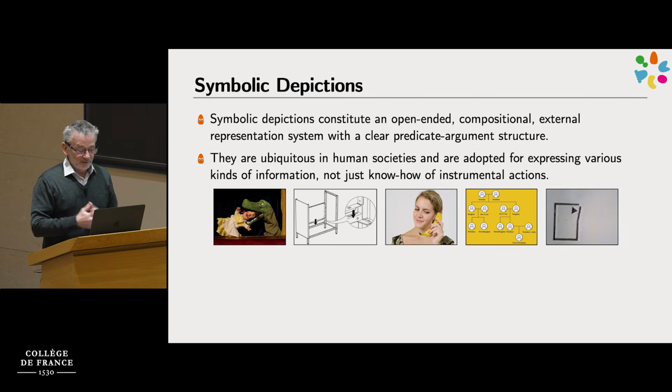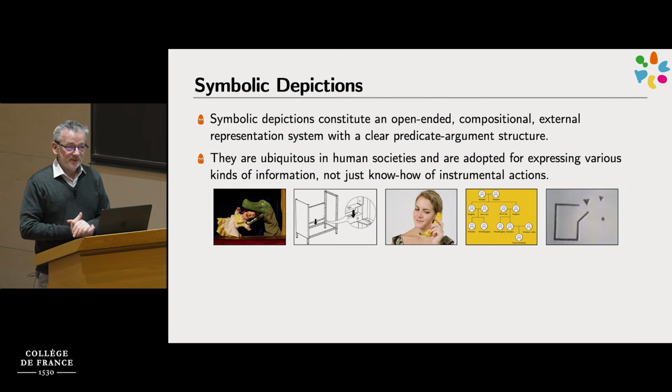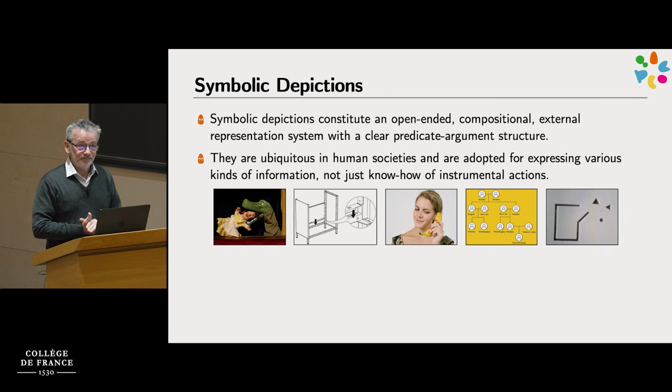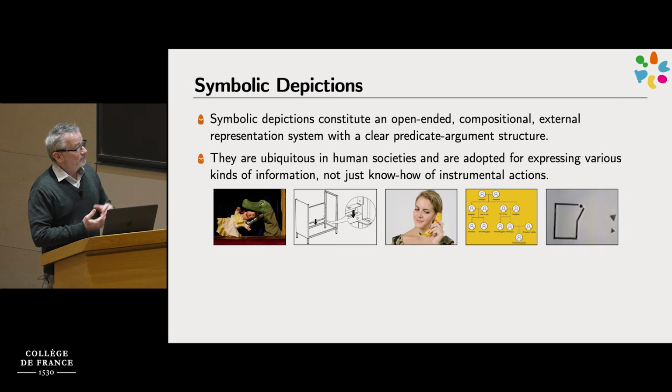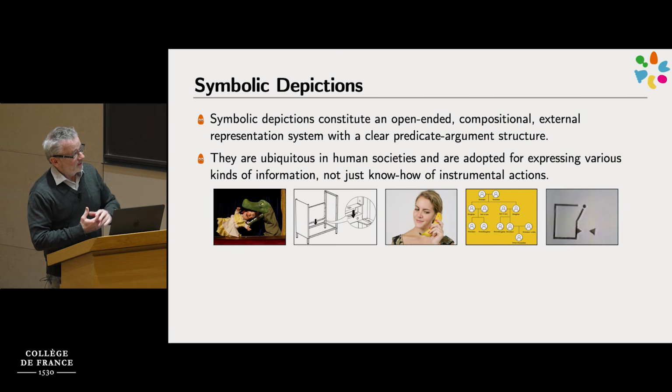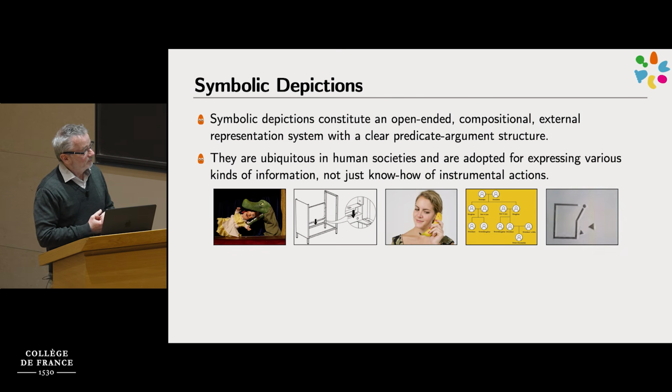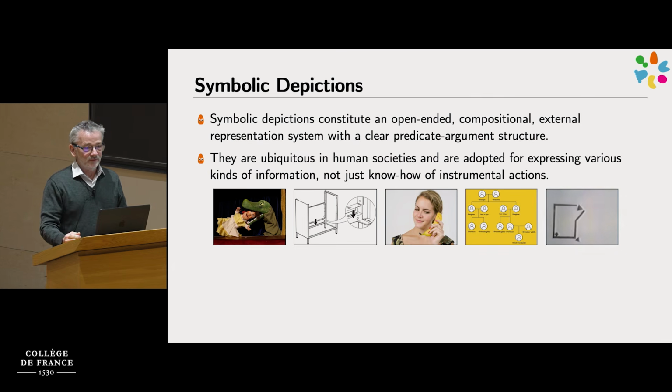Here are some examples. Puppet theaters do the same. Assembly instructions do the same. Many substitution pretense actions do the same. Diagrams of various kinds do the same. In this case, it's a family tree, and of course, animations do the same as well. This is a famous Heider and Simmel animation from the early 40s, which is really very interesting because it shows that you don't need conventions in order to interpret at least some kinds of symbolic depictions like this.